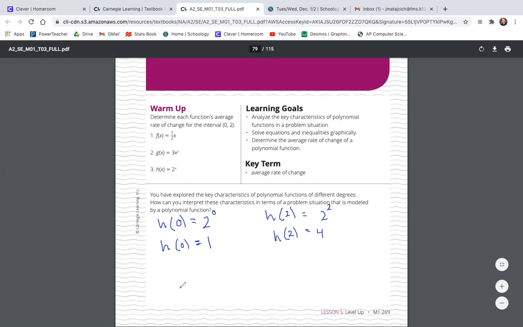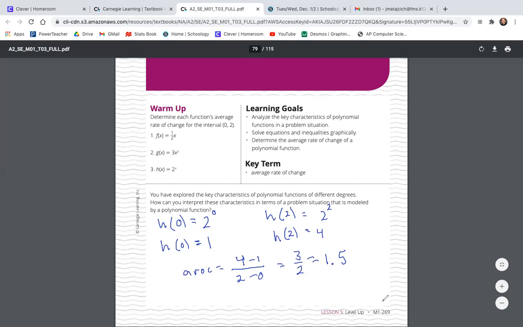So if we start to do that formula, we need to find the difference in these outputs. Average rate of change is equal to 4 minus 1 divided by 2 minus 0. 4 minus 1 for 3, 2 minus 0 for 2, and that's it. On average, we go up 3 units, over 2 units. You can make that a decimal if you really want to, 1.5. Okay, that is really the goal behind the average rate of change.